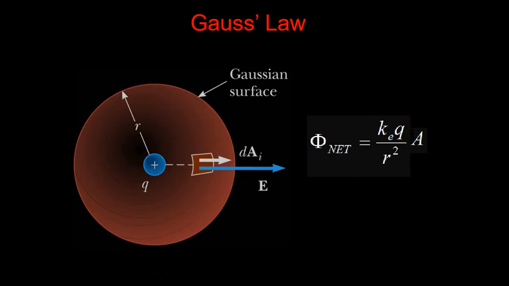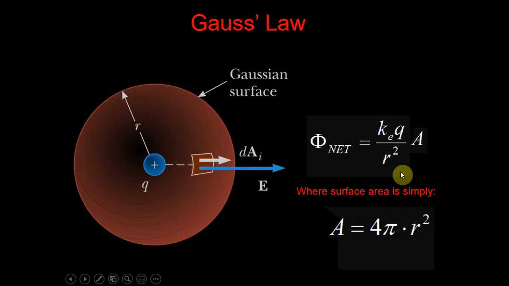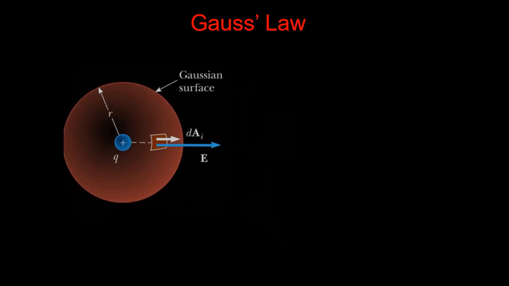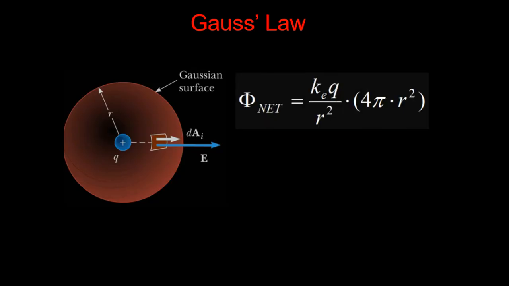So if it's KQ over r squared, essentially this is multiplied by A, as we said. A is a sphere here. It's coming out in a spherical distribution. So the surface area is really A equals 4 pi r squared, representing 2 pi in this plane and 2 pi in this plane. That means phi net is KQ over r squared times 4 pi r squared.